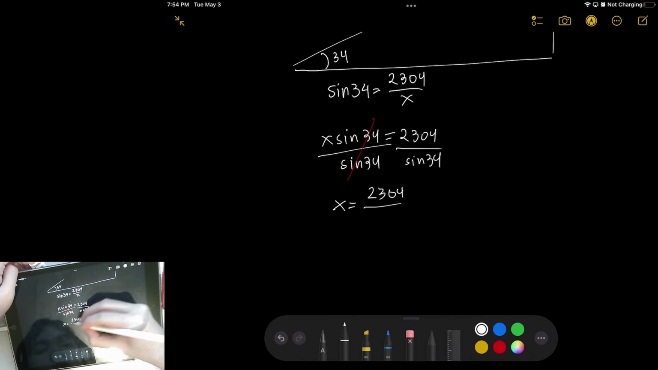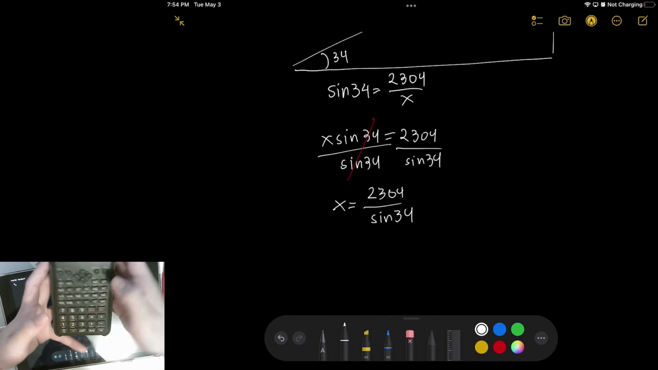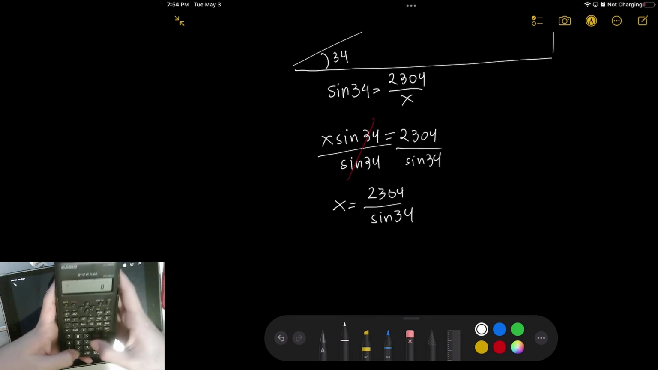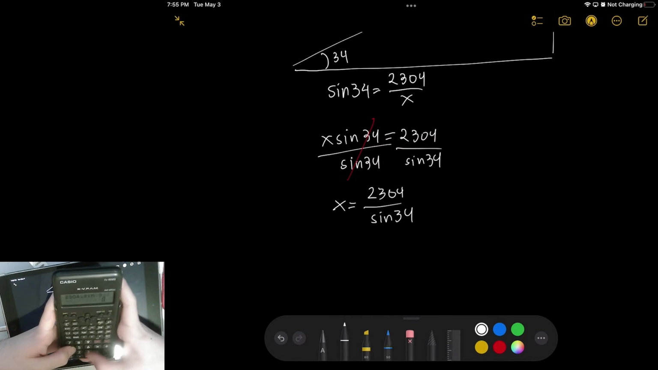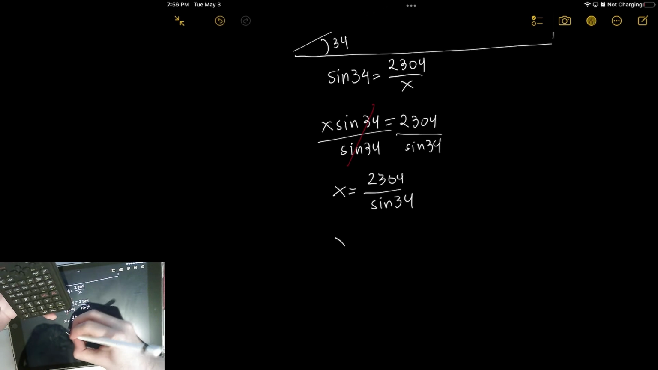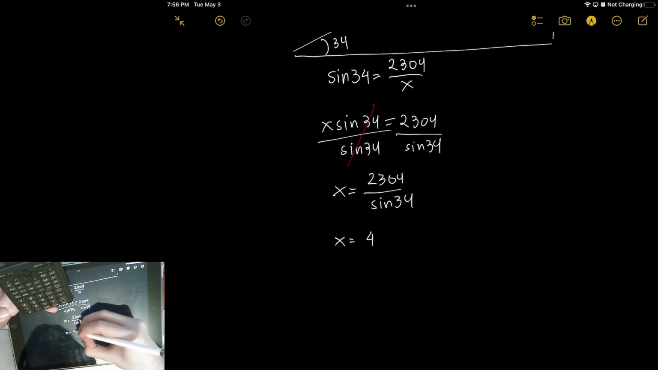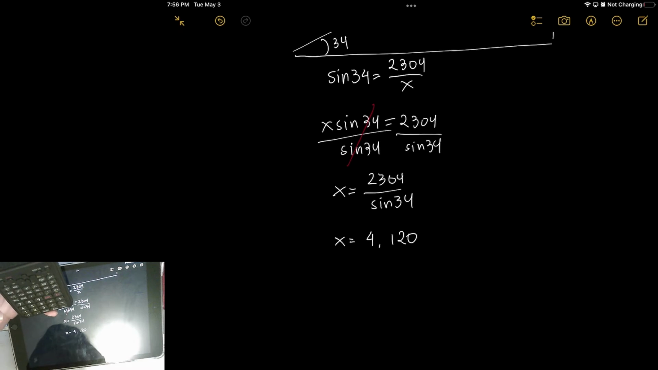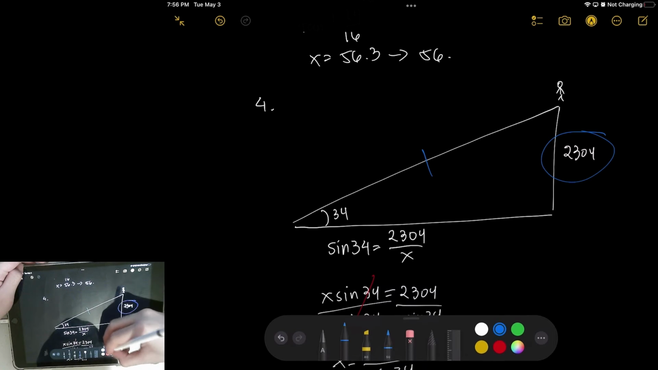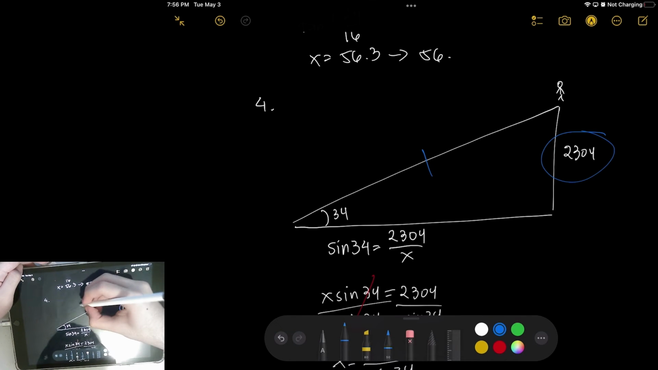2,304 over sine 34. We then take out our trusty scientific calculator and input our values: 2,304 over sine of 34. We get a value of x equals 4,120. Let's just round it to the nearest whole number, so that's easier. Now we have our value for the slope of the mountain.